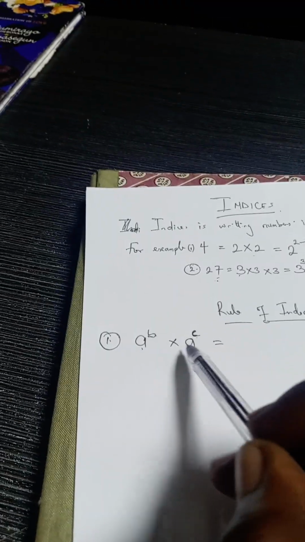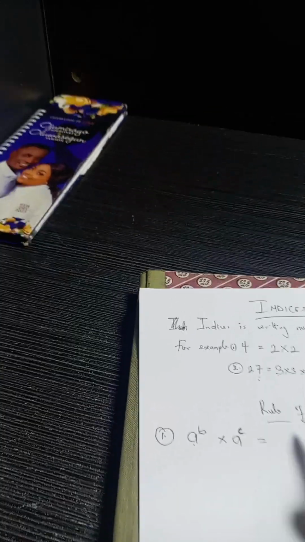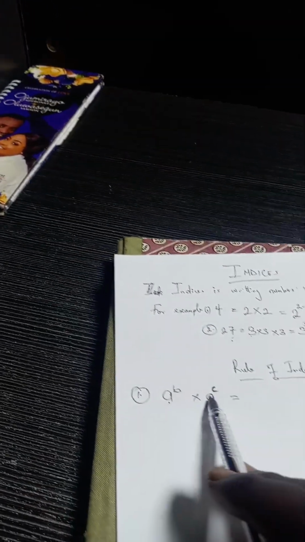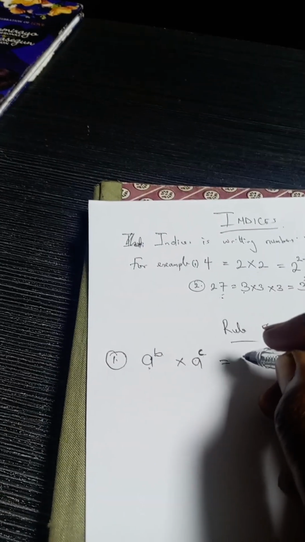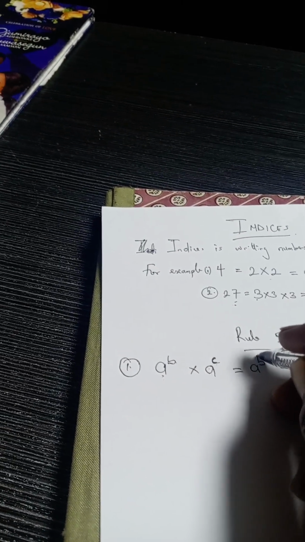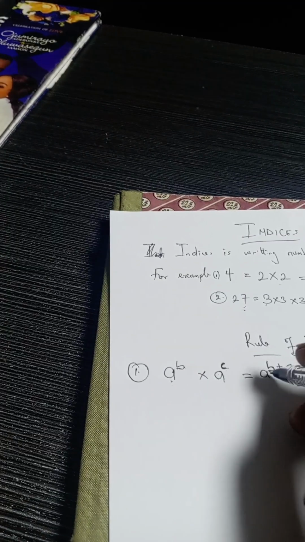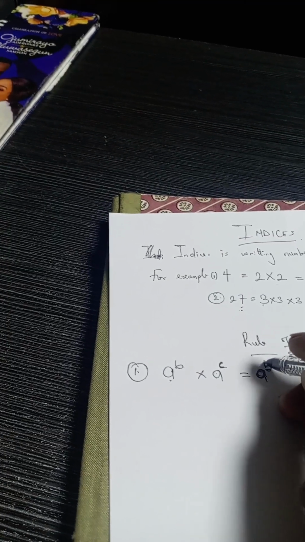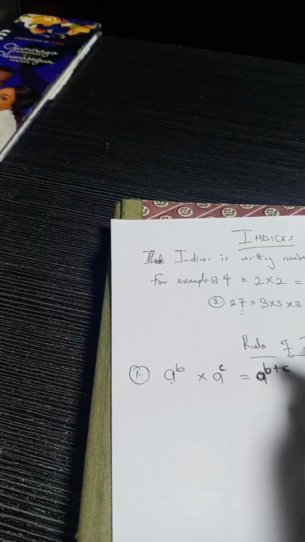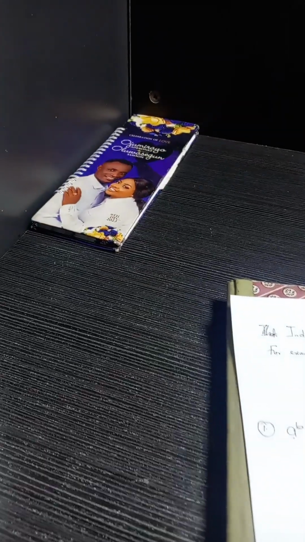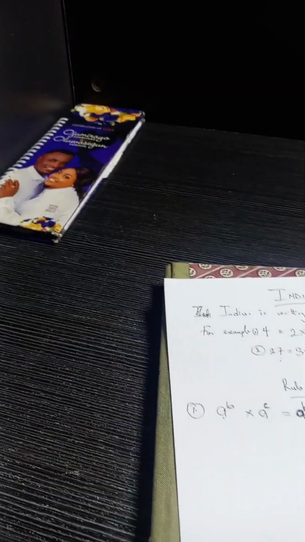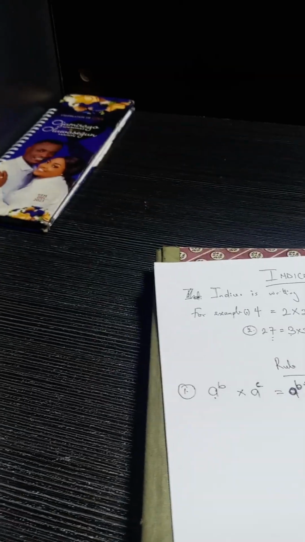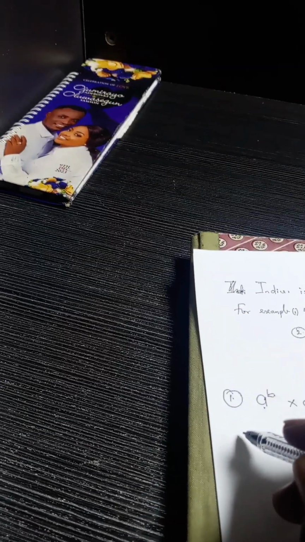So if the two bases are the same, then what does the law say? The rule says where two indices having the same base multiply, the indices will add up: a raised power b plus c. It's as simple as that. When two of the same base multiply, the index will add up. That's all.